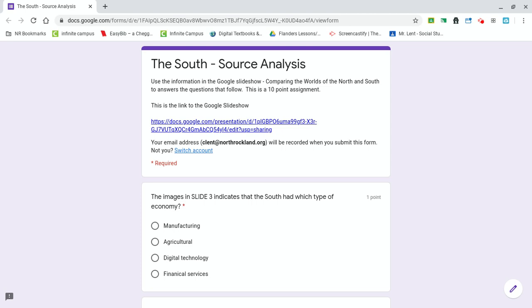Today we're going to do a similar assignment to the one you did yesterday. Instead of it being on the North, we're going to be focusing on the South, and this will help us wrap up our sectionalism unit, and then carry over into our next couple of topics, which will be about social reforms and then ultimately the Civil War.